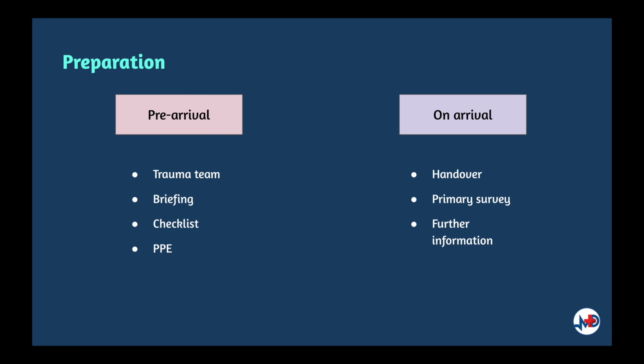Prior to arrival, activate trauma team as per trauma team activation criteria. Pre-arrival briefing for team with synthesis, use of pre-arrival checklist to help with role and task allocation, and ensure personal protective equipment and aprons are worn by the trauma team. On arrival, obtain a handover from the ambulance staff, perform a primary survey, and obtain further information from family or caregivers where possible.